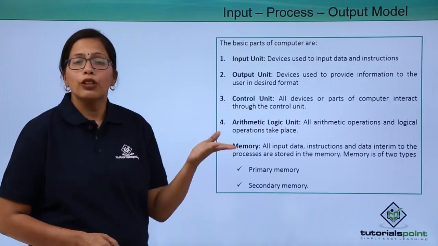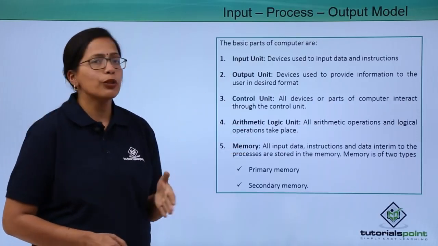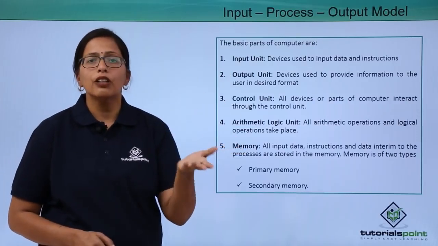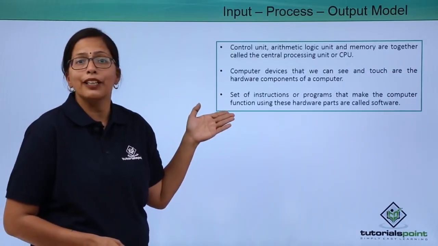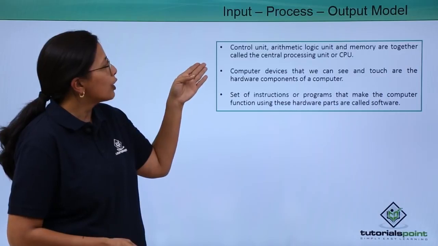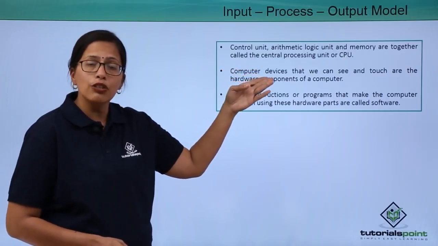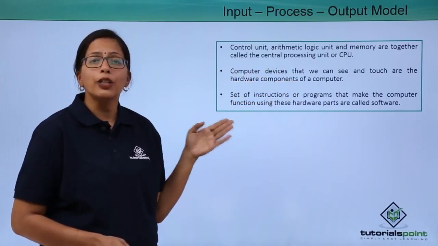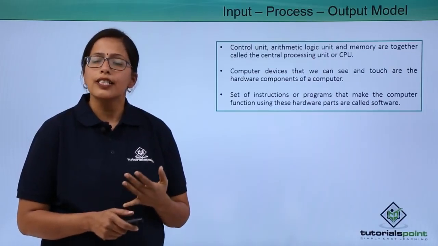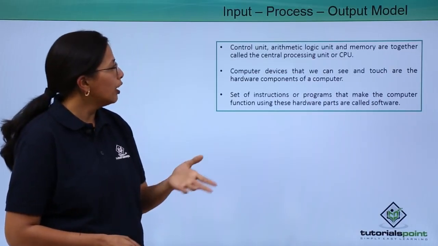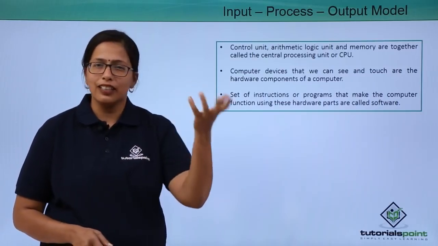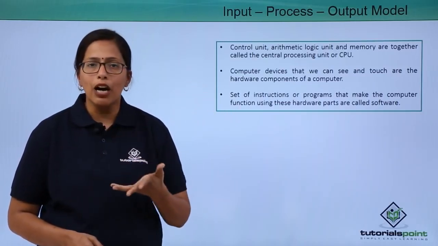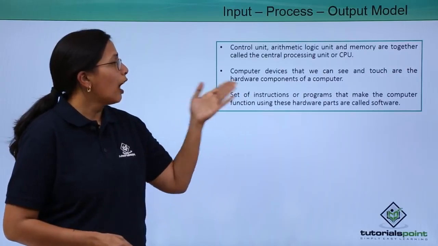Input unit could be your keyboard or mouse. The output unit could be your printer or your monitor. These are some of the things that you should keep in mind about a computer. The control unit, the arithmetic logic unit, and the memory unit are together called the CPU or the central processing unit. Computer devices that we can touch and feel, like a keyboard, a monitor, a mouse, are called the hardware components of the computer.